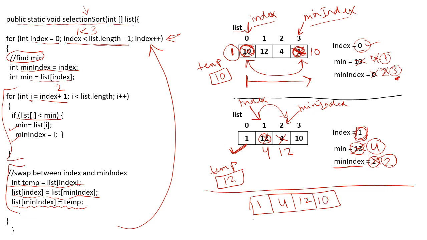And again, 1 and 4 have been moved to their correct location, but 12 and 10 will need extra work. That's why you have to go back to your beginning and do the processing. So here again, the value of the index this time was 1. 1 plus 1 will be 2, and you will have to repeat the same processing. So again, you have to find the minimum value, and then you have to do a swap.